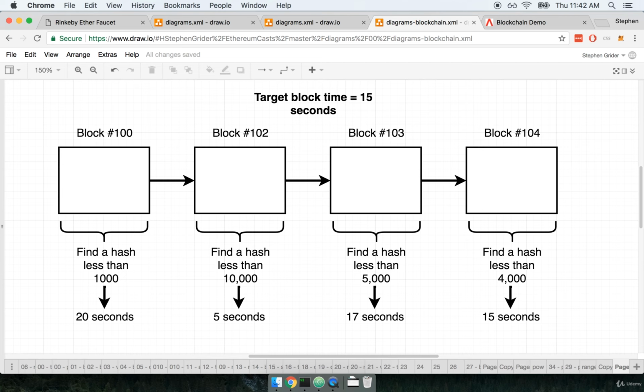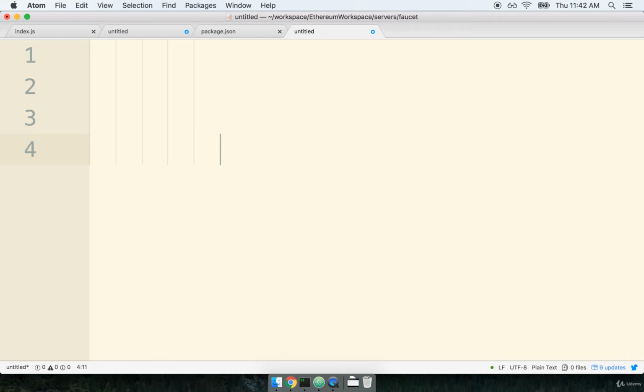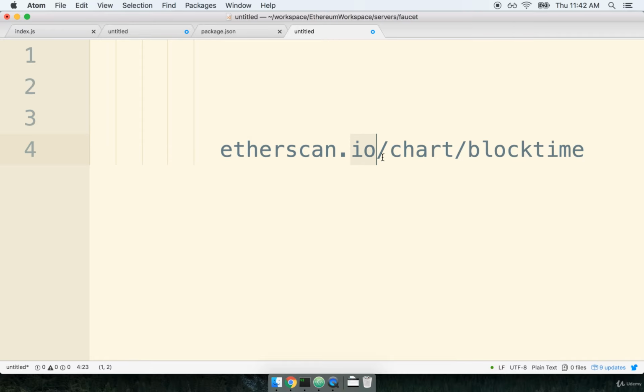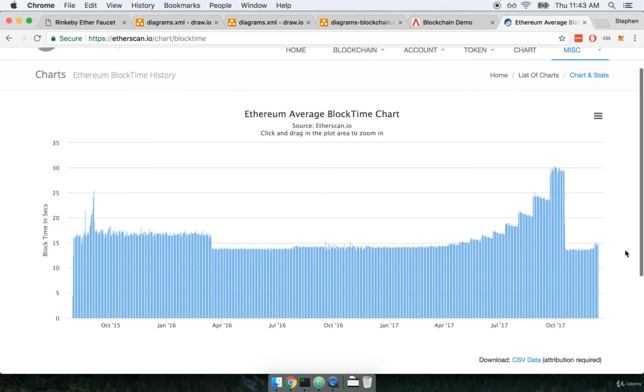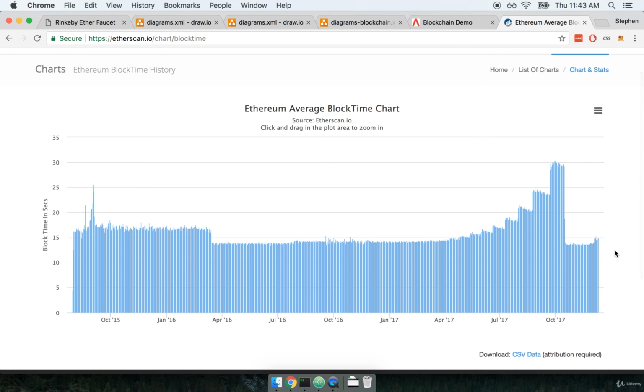All right, now there's one last thing that I want to tell you about, just because it's a very interesting website that's going to shed a little bit of light on what's happening here. So I'm going to put the link to it on the screen right here. We're going to go to etherscan.io, chart/block time. So this is a fantastic little chart that shows you the average amount of time that has taken to calculate these blocks over the last 2 years or so.